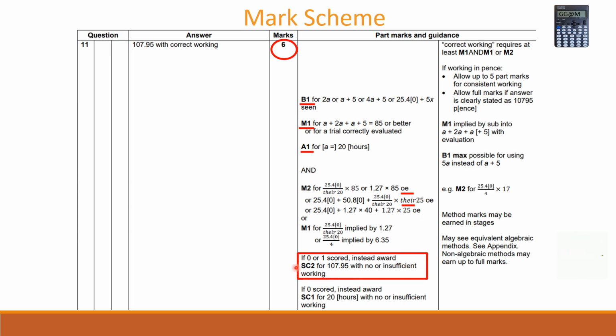Here, this is what happens if you didn't show your working out. So if there's no working or insufficient working and you got an answer of 107.95, so you've got the correct answer without writing down any working, you can only get a maximum of 2 marks. Here, if you've got an answer of 20 hours with no or insufficient working, you can get a maximum of 1 mark. So it is really important that you show your working and you know where the method marks are awarded on the question, and what you type in on the calculator is what you write down on your paper. So you must show your working as you go along.